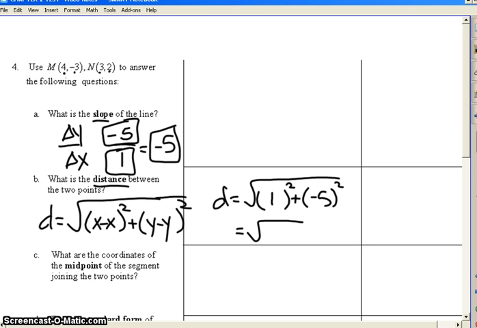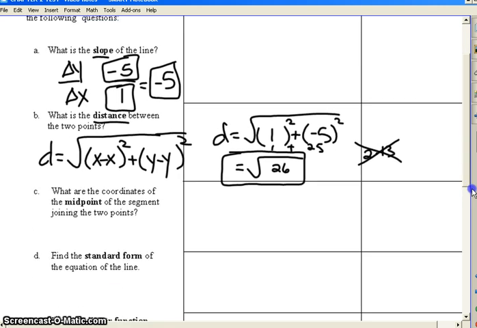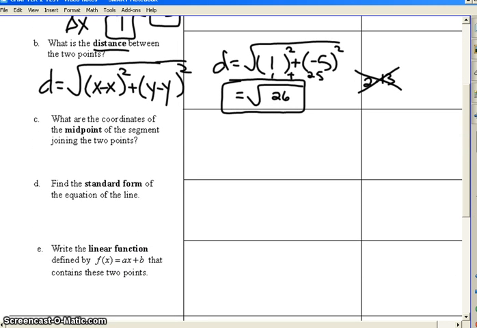1 squared is 1. Negative 5 squared is 25. 1 plus 25 is 26. Since the factors of 26 are 2 and 13, we cannot simplify that radical. Both numbers are prime numbers. So the distance is the square root of 26.